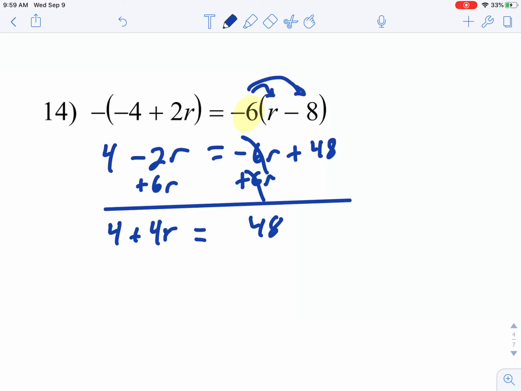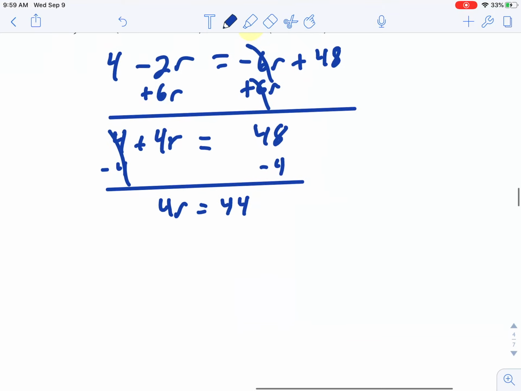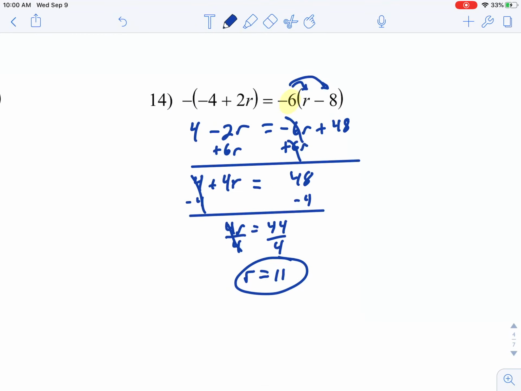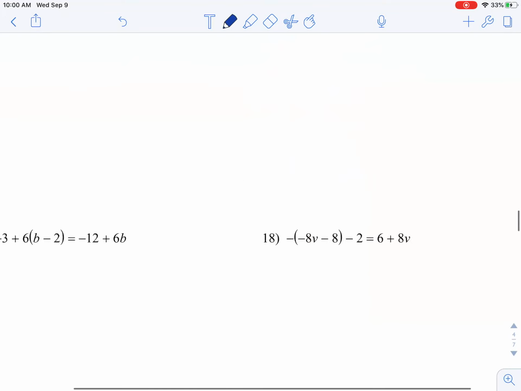How are we going to isolate this variable? I'll have to subtract 4 on both sides. 4r equals 44. 4 times r, so opposite of times is divide. Divide by 4, r equals 11. So from geometry, algebra 1, this should be stuff you fairly easily remember.